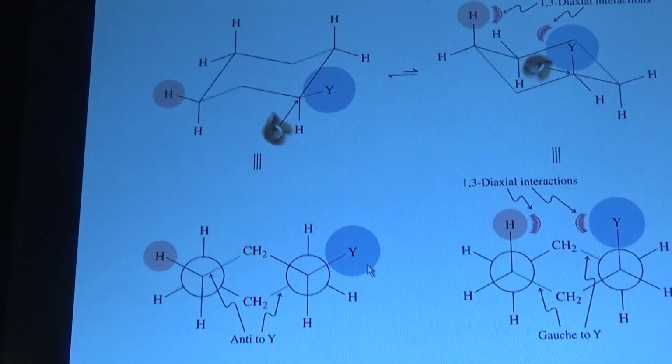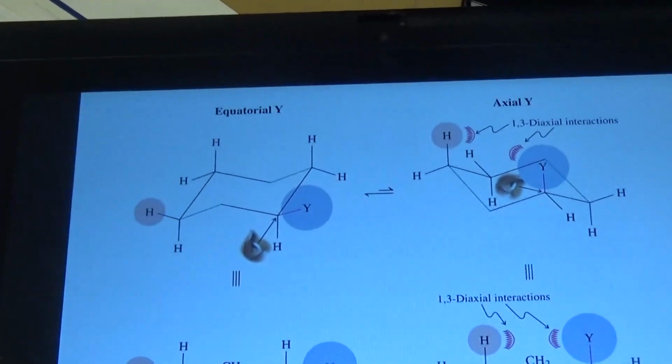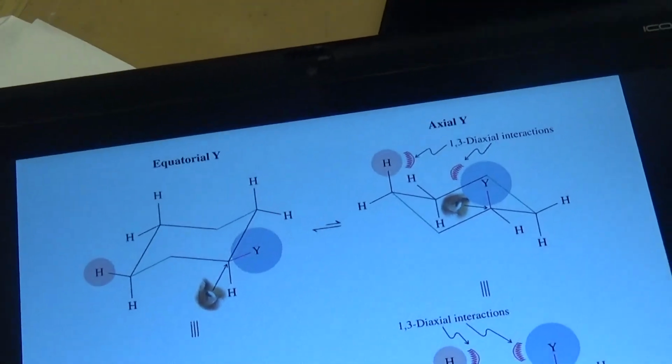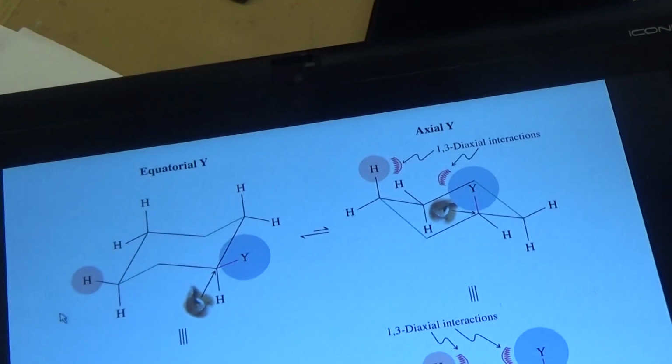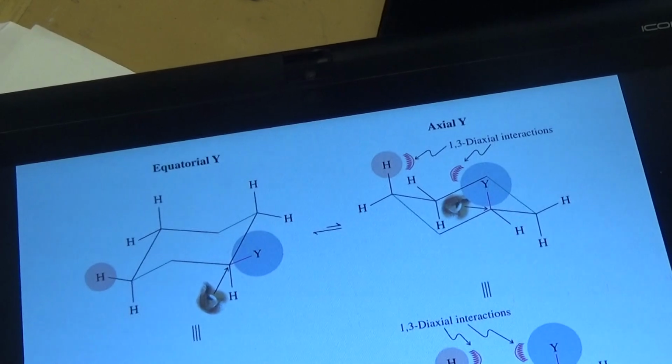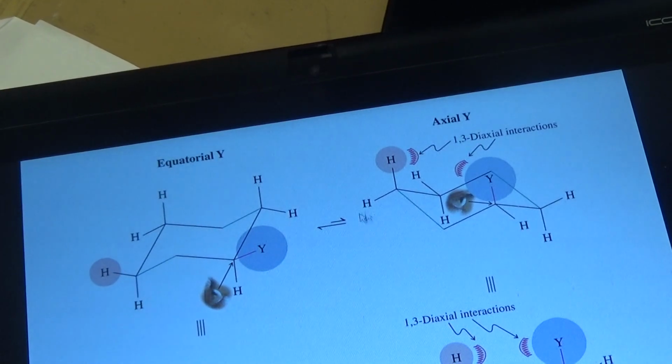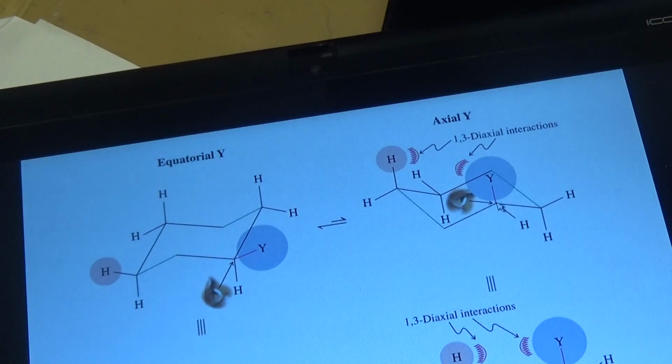So now let's look at what happens if it's flipped. And notice, here's an interesting thing. Notice how the eyeball is looking at a different location, right? Because the Y group was up in equatorial, now it's up in axial. Why did they do it this way? Why did they put the Y group on a different carbon? Why didn't they just put the Y group down here on the bottom?